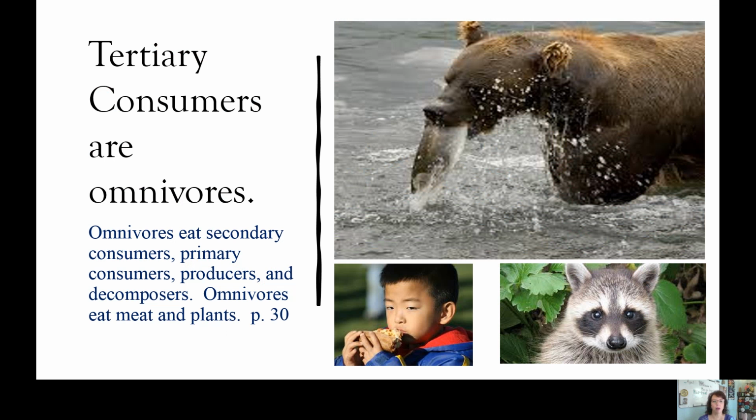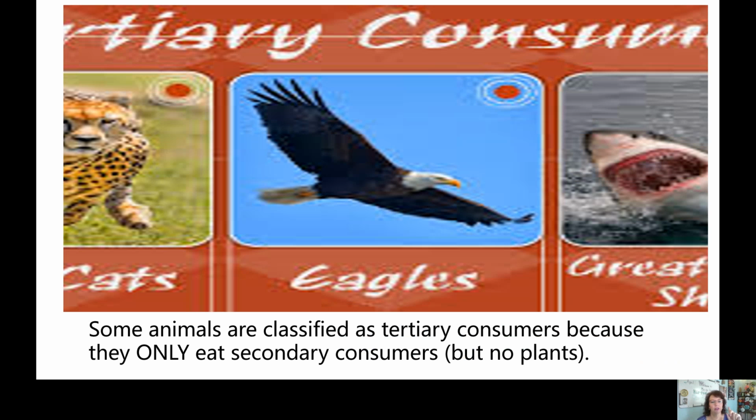Tertiary is supposed to be for omnivores. Omnivores are you and me, coons, bears. We eat plants and meat. We like it all. But since these particular animals only eat meat, they cannot be secondary consumers. When I say these animals, I'm talking about these guys: your cheetah, your eagle, and your great white.